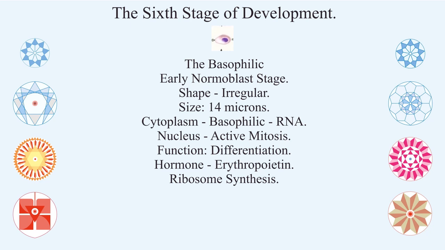Ribonucleic acid, that is what it is. Nucleus is in active mitosis, function is differentiation, hormone is erythropoietin, and then you start seeing ribosome synthesis at that particular stage. Now you are developing to the next stage to form hemoglobin one by one. So having understood right up to the sixth stage, you still have a basophilic RNA, you have irregular shape and differentiation is taking place. You still haven't come to the stage of formation of hemoglobin.